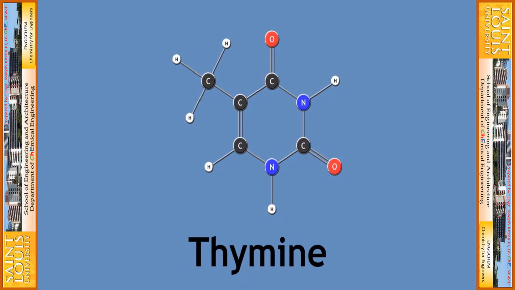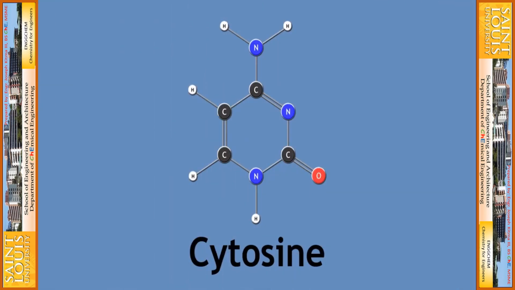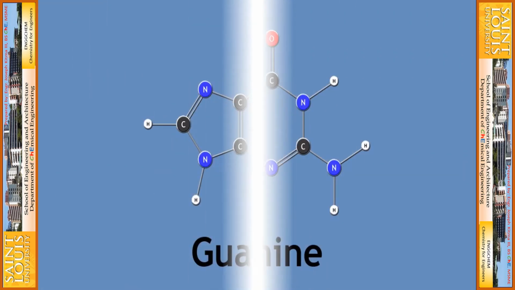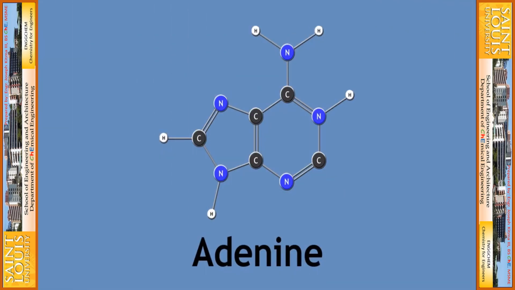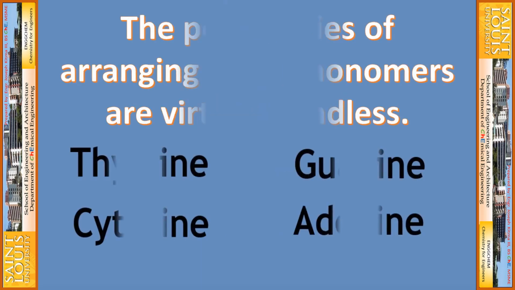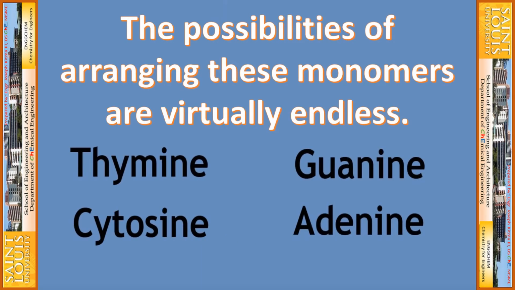We have thymine, cytosine, guanine, and adenine. The possibilities of arranging these monomers are virtually endless.